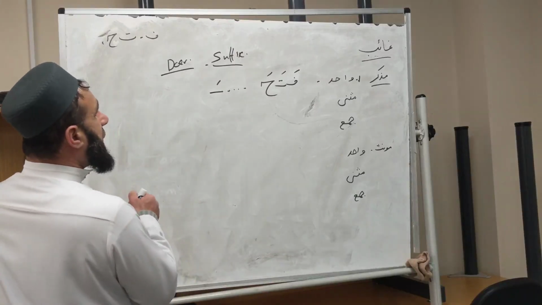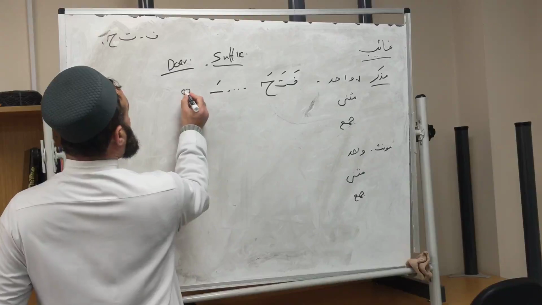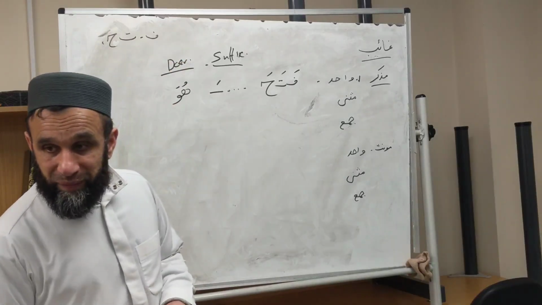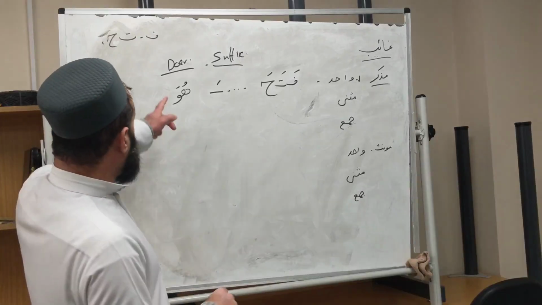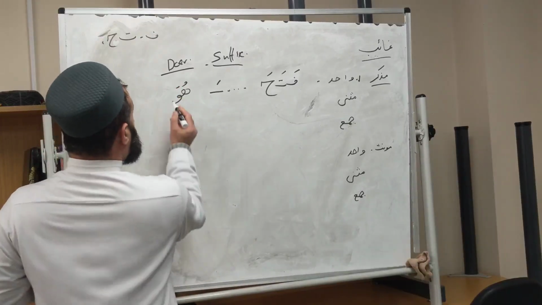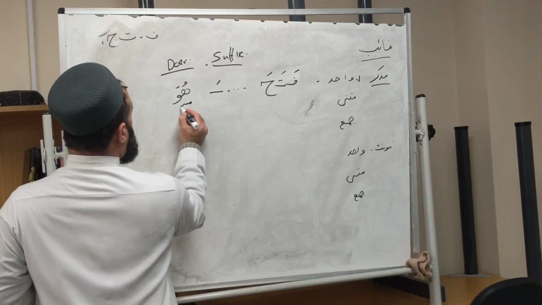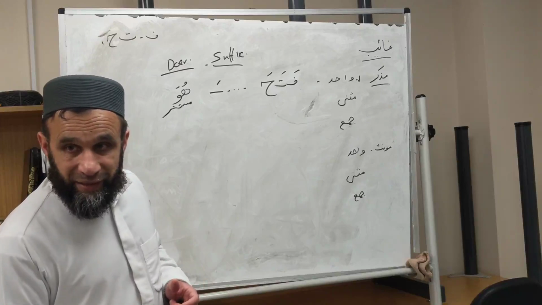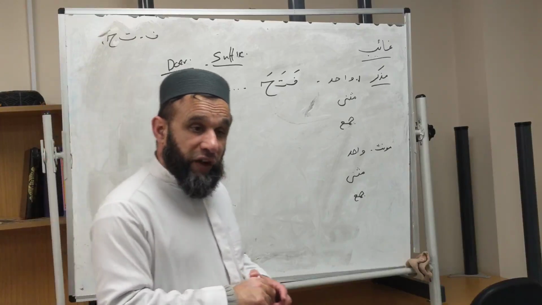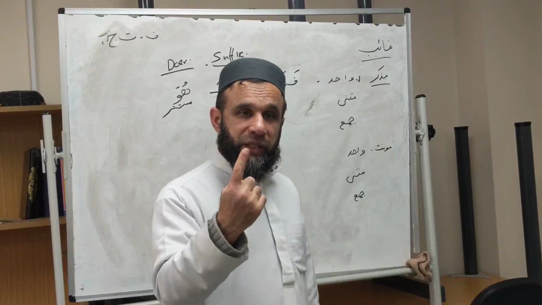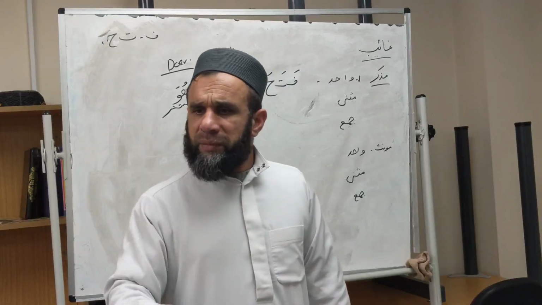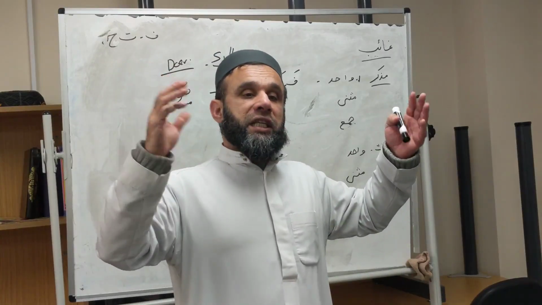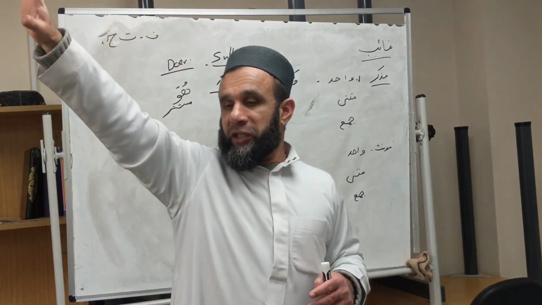And that is your zamir rafa, huwa. It is hidden. That's why they called it mustatir. Hidden. Huwa. So the first sigha, which is third person, the doer will always be hidden. It is huwa, so it is default. It means he did it. He opened it.